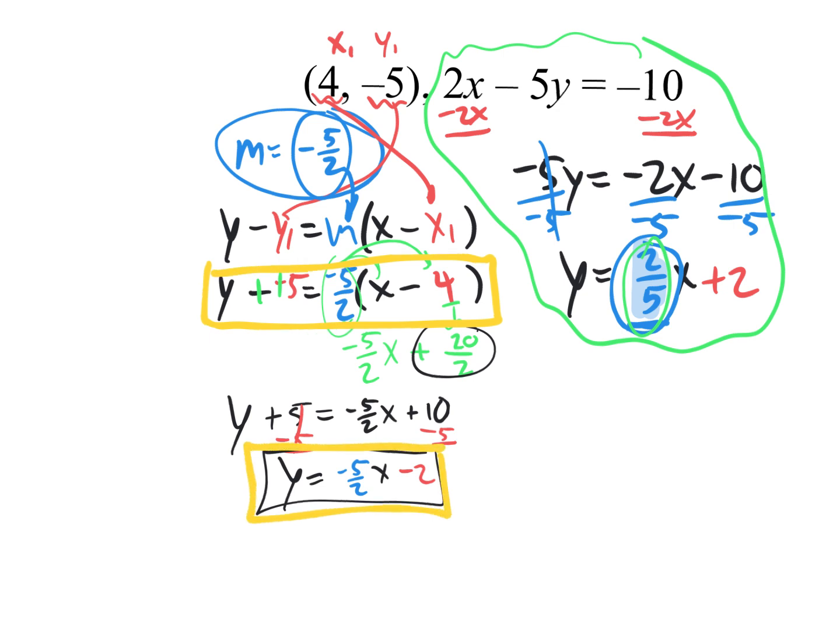If they would have said standard, you'd have to get rid of the fraction first, multiply by 2, multiply by 2, multiply by 2, and then move that over to the other side. Okay? So I hope this helps.